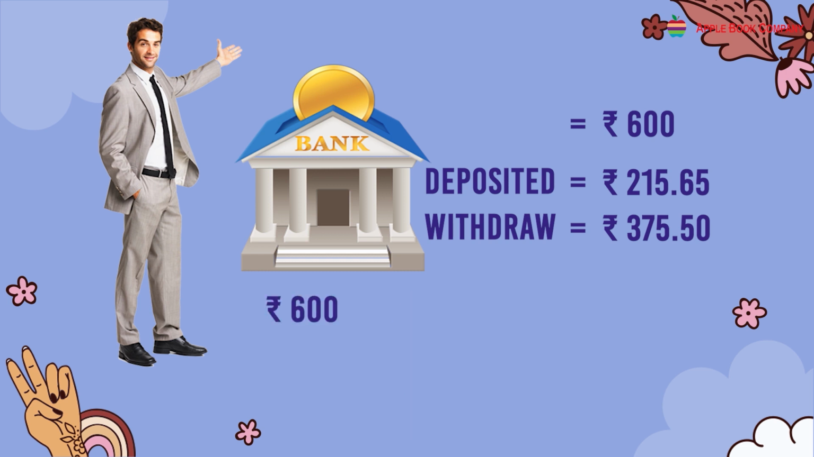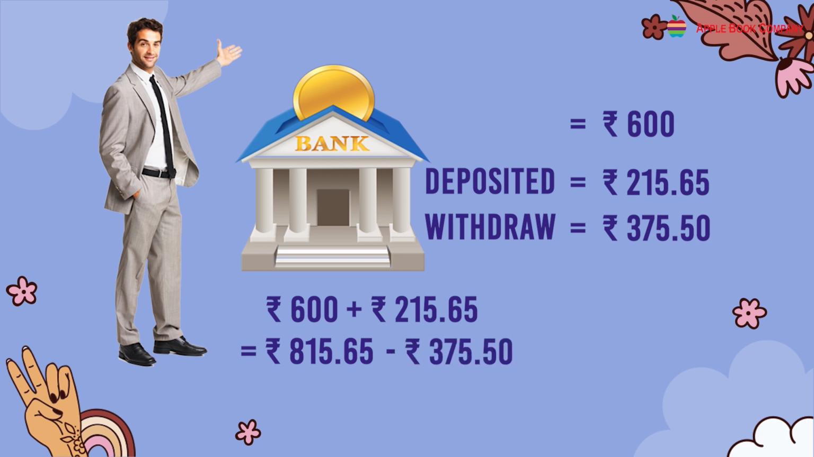So 600 plus 215.65 is equal to 815.65 minus 375.50 is equal to 440.15. So that is the remaining amount in his account. It is important to have a bank account so that we can save money.